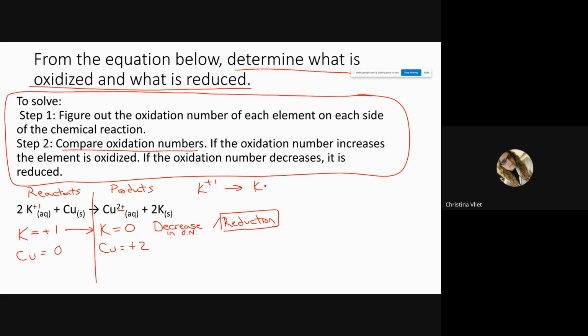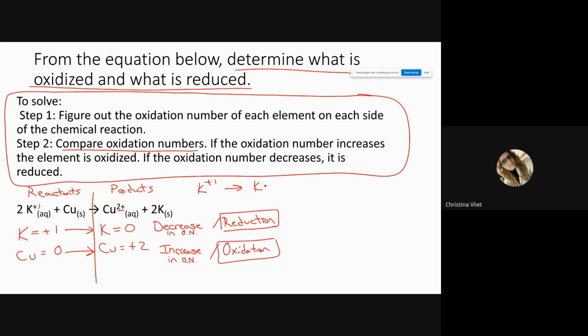And so what's happening to copper here? We know that the oxidation number increases, right? From 0 to +2, that's an increase in number. And if the oxidation number increases, we call that oxidized or oxidation.